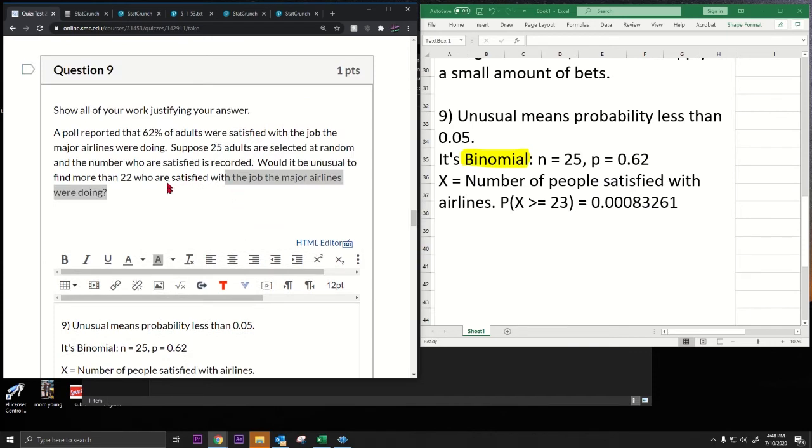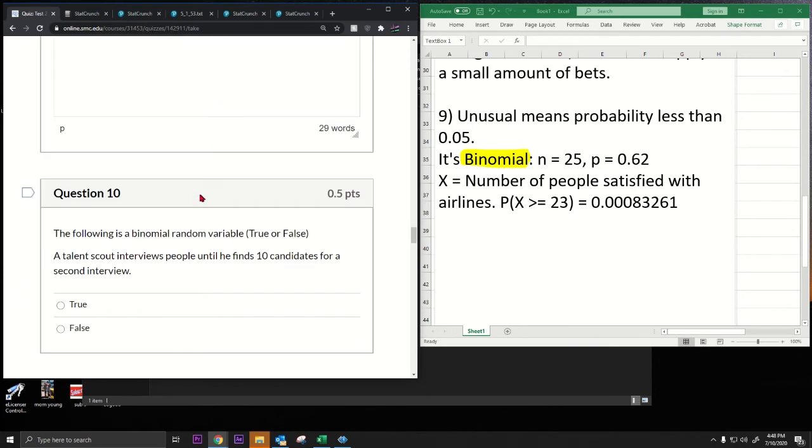Did it ask to round or no? It didn't say what to round to? Okay, so we're good. We can move on.